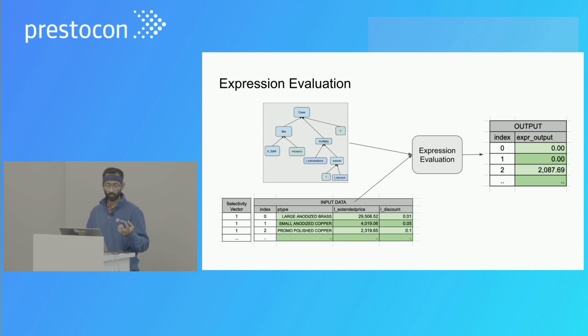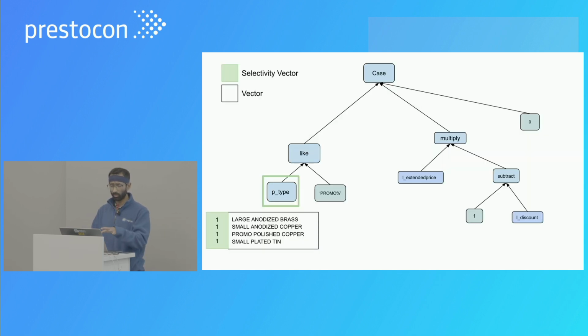The selectivity vector is basically a vector of booleans which tells the expression which rows are active, and it only needs to evaluate the result for those particular rows. Now it's going to be apparent why this is required in the upcoming slides once we actually go through an actual evaluation. So in this graphic, the green box represents the selectivity vector we talked about earlier, and the white boxes are the actual values, given in a columnar format over here.